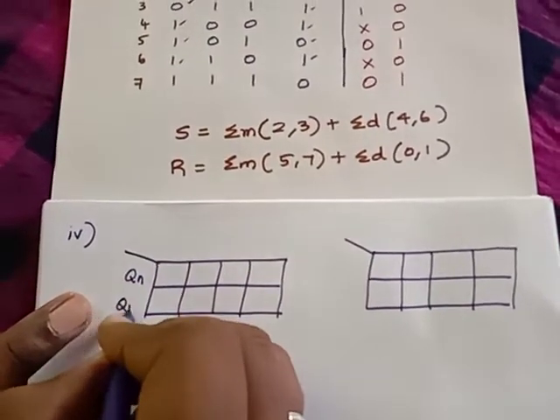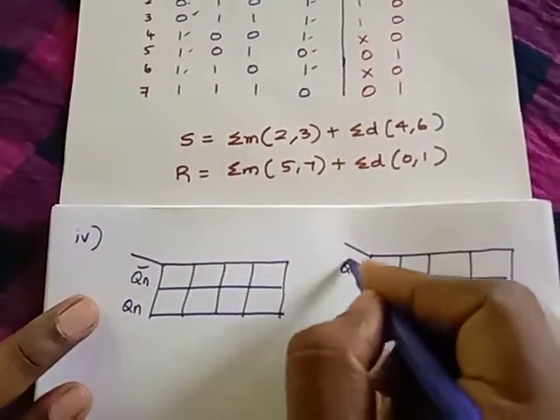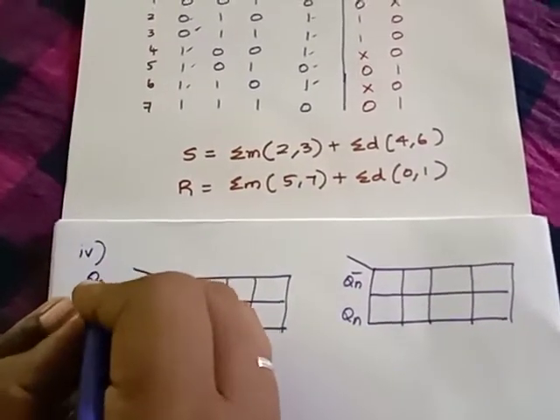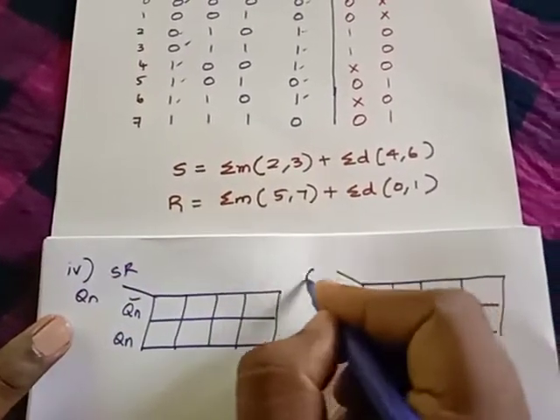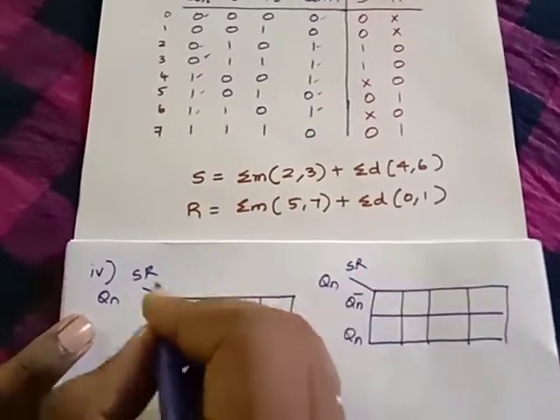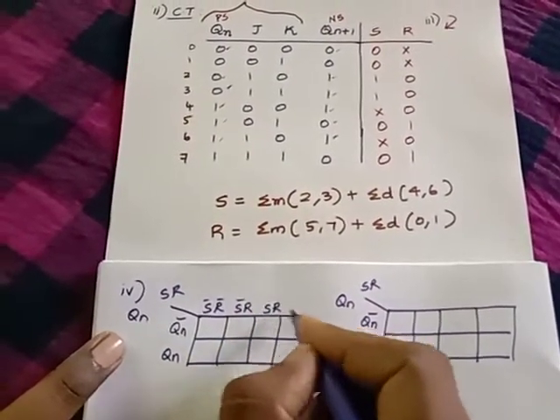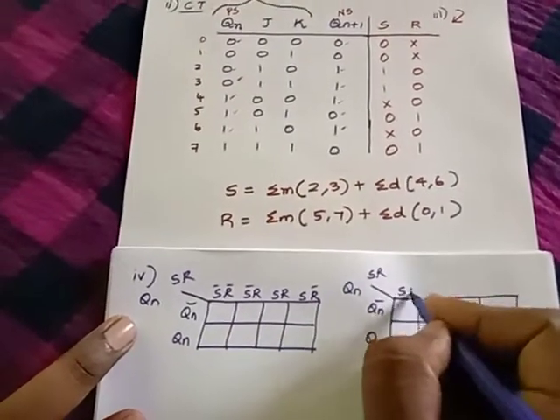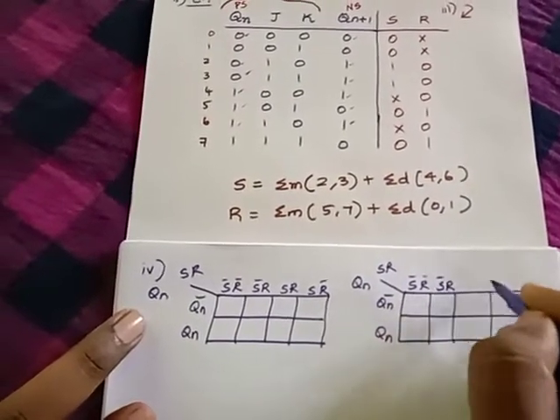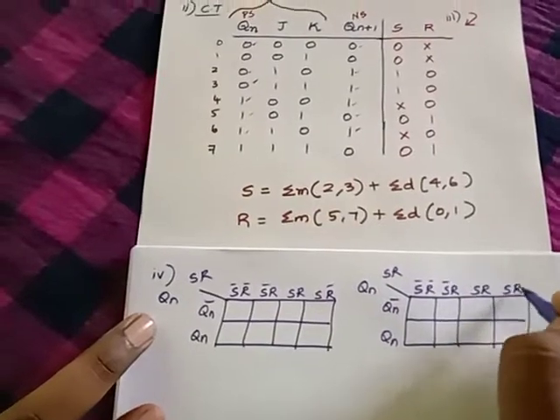It is Qn bar, Qn. I'm going to take here Qn SR. Look at your table, you will be getting your order. So it is SR 0 0, 0 1, 1 1, 1 0. Similarly 0 0, 0 1, 1 1 and then 1 0.